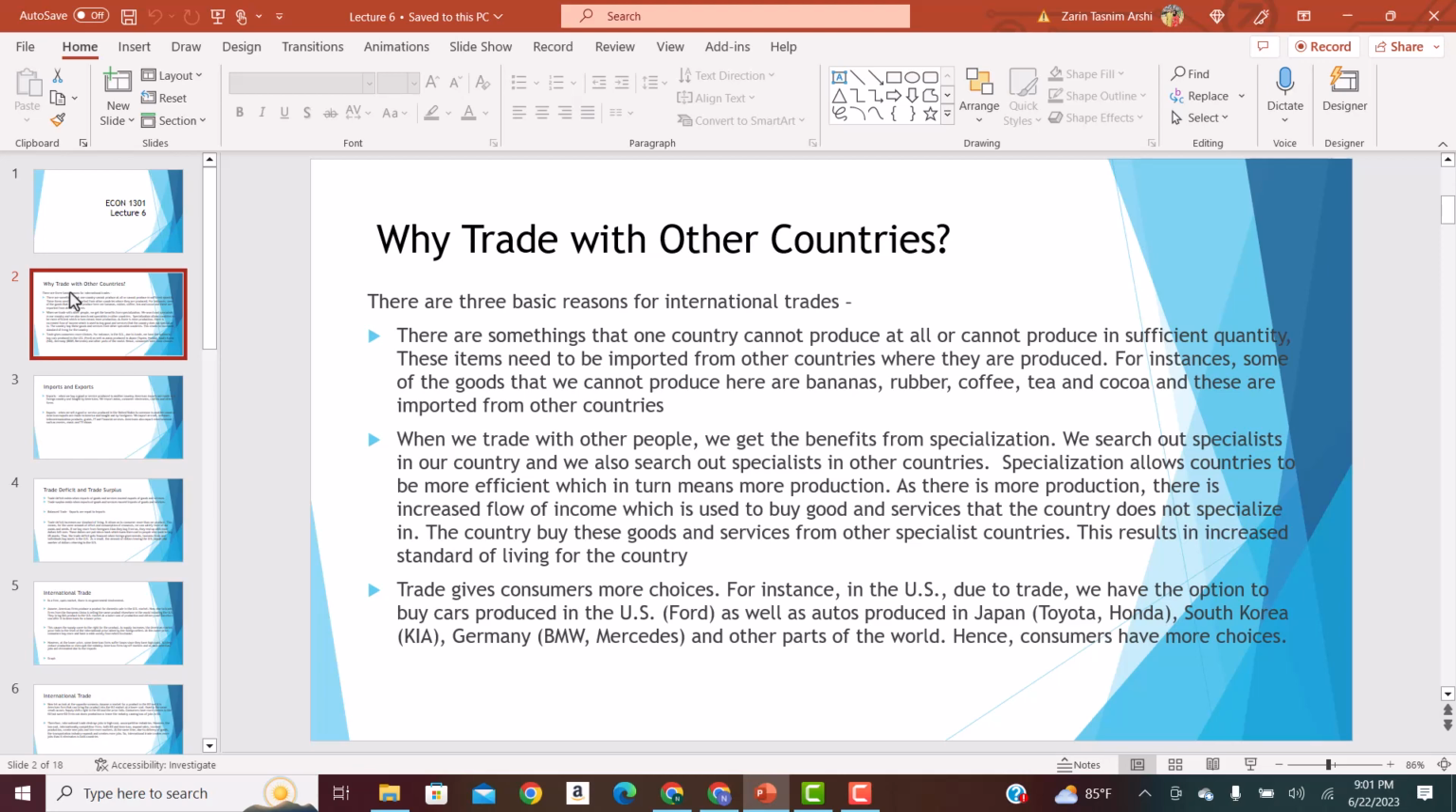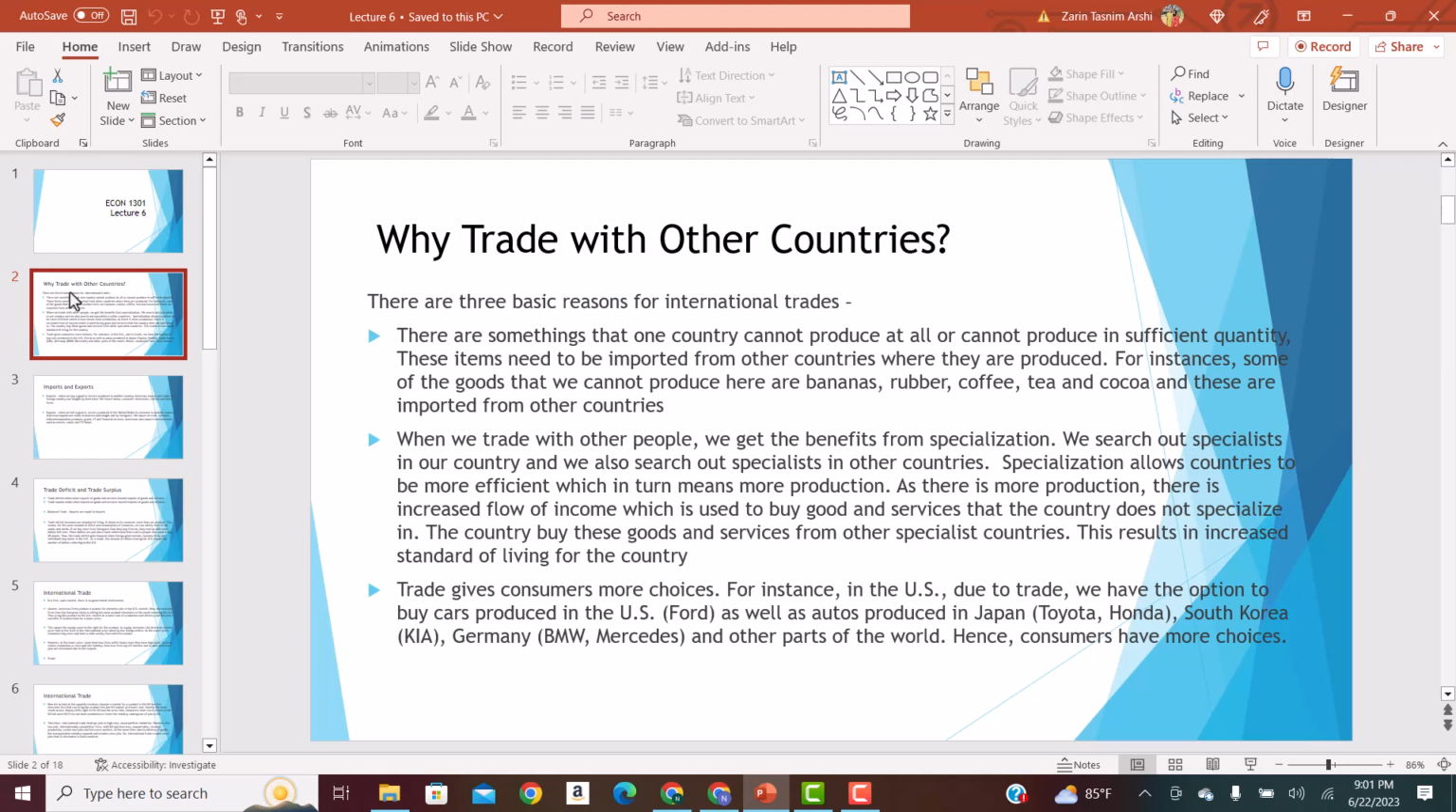So, for instance, in the US, the Americans may want a particular good that the US cannot produce in sufficient quantity or is unable to produce the good. So, in order to meet the demand of the US citizens, they will buy these goods from the international countries and bring it home so that people can enjoy the benefits of these goods.